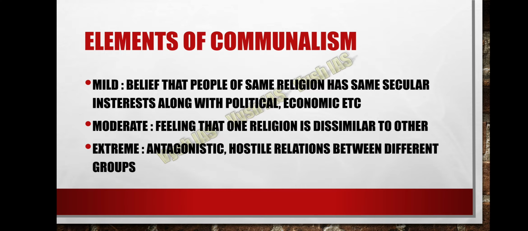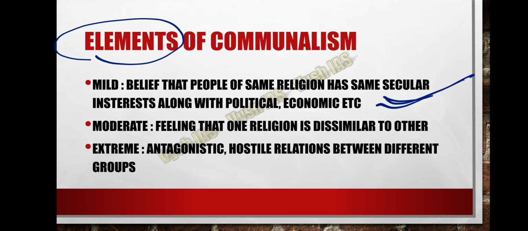Now let us learn the different elements of communalism. So we have completed the definition. Now let's see the elements. First one is the mild element. The mild element is nothing but here people will have a belief that the same religion has the same secular interest, along with the political and economic interest, etc.